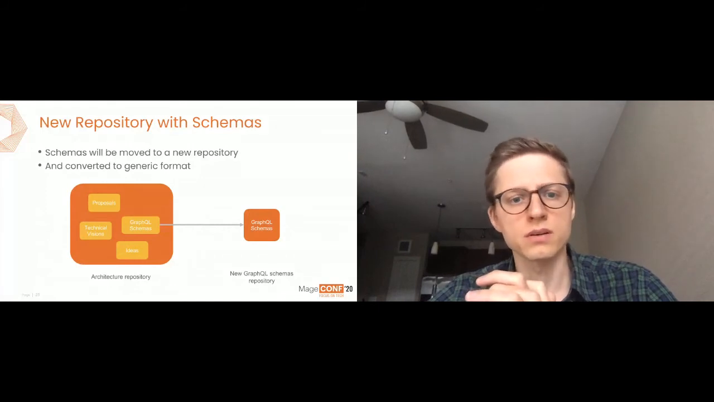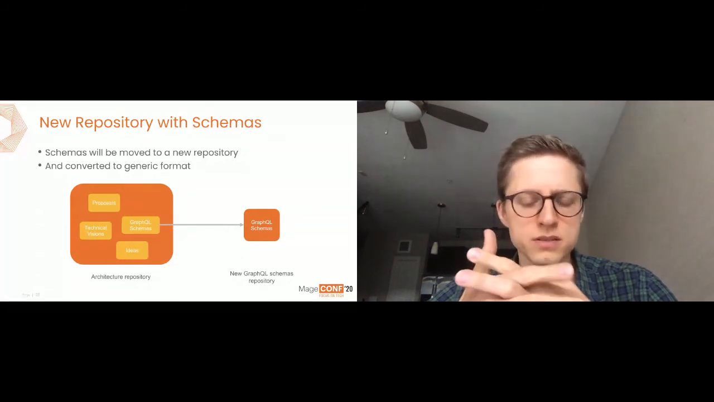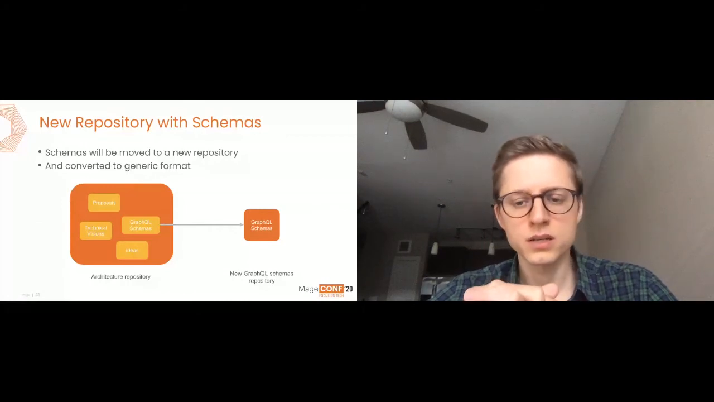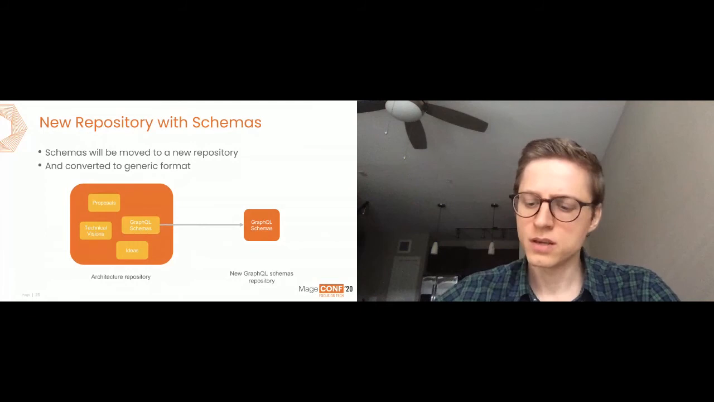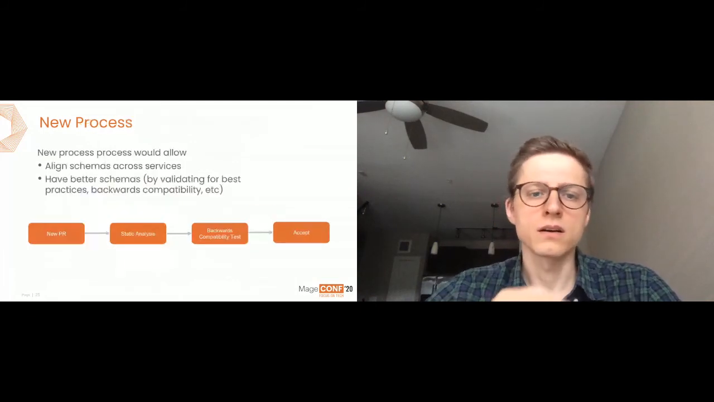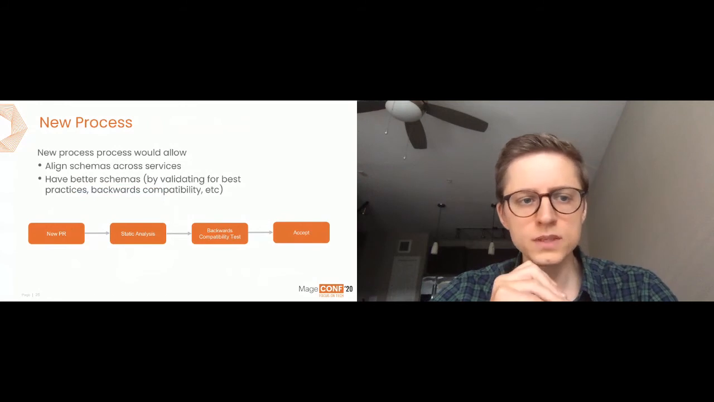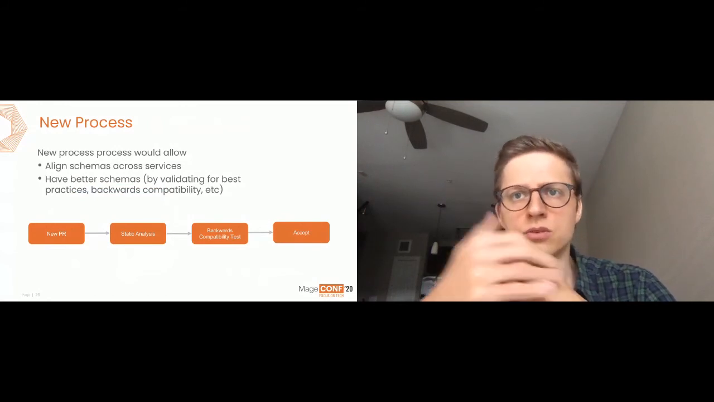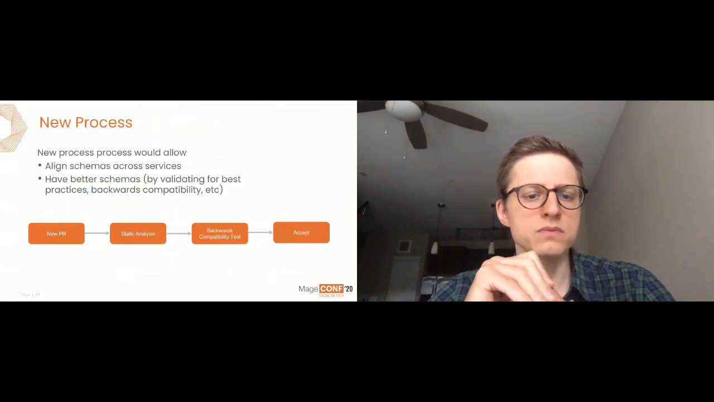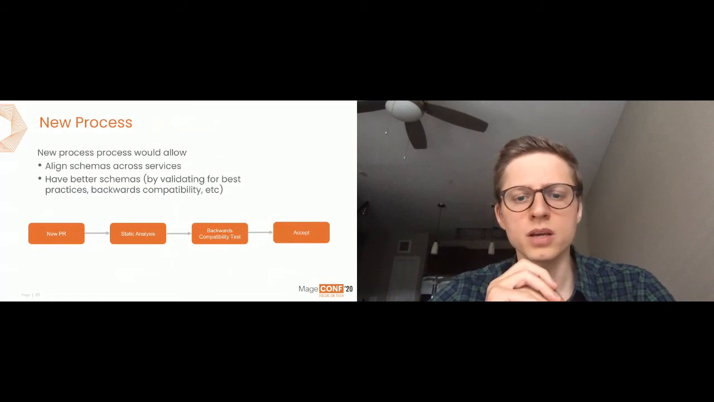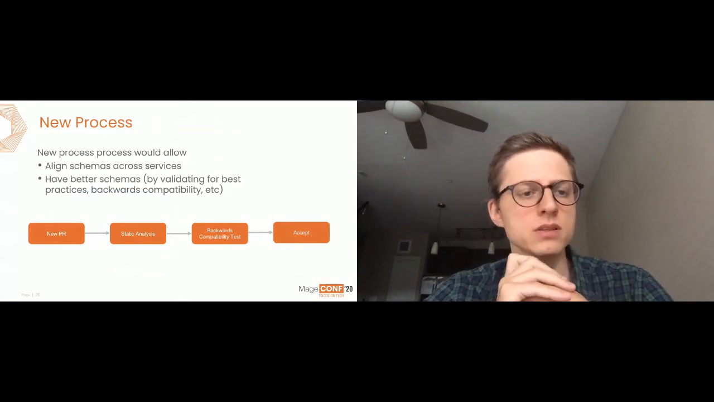They contain specific details that are relevant only to Magento, and some other syntax. So what we are doing, we want to move those schemas into a separate repository, and make sure that the schemas are in generic format. And this would allow us to have a better process and better visibility around what is happening with those schemas. It would help us to make sure that internally our different services use the same schemas, and it would also allow us to produce better schemas, because we would be able to do static analysis and perform backwards compatibility validation before we accept those schemas and start implementing.